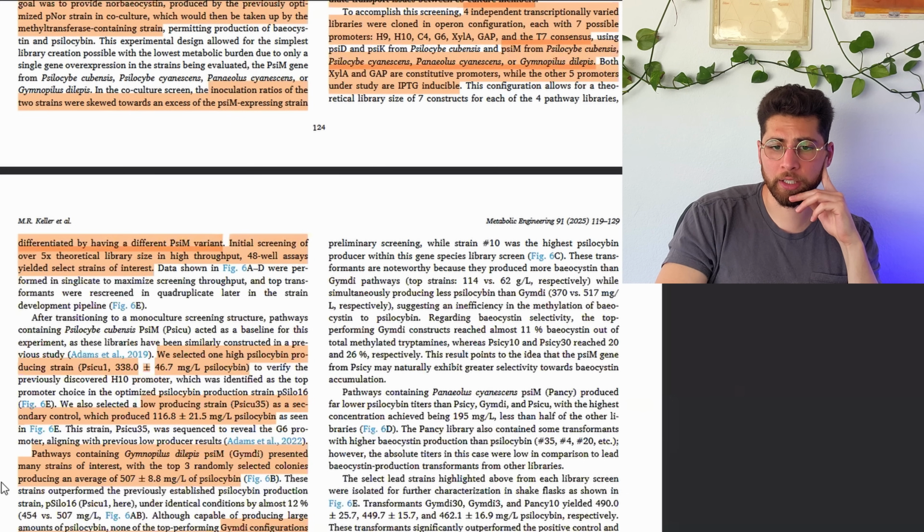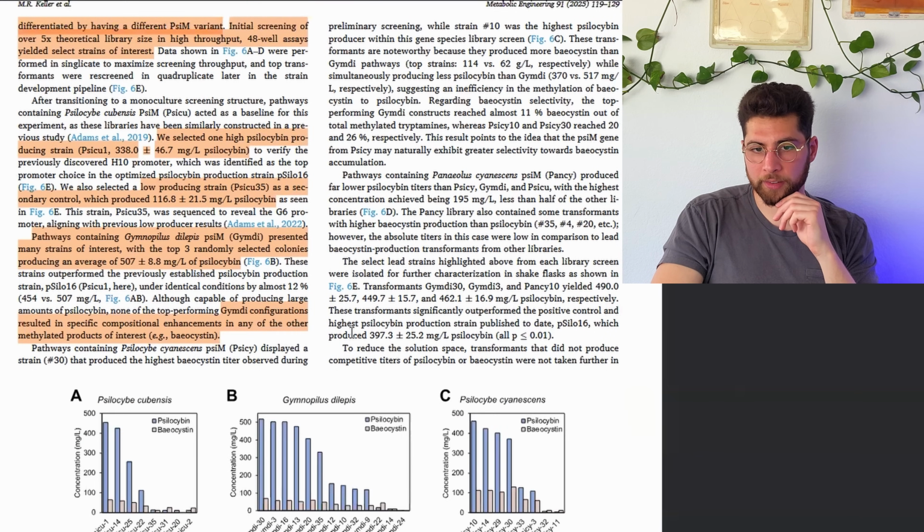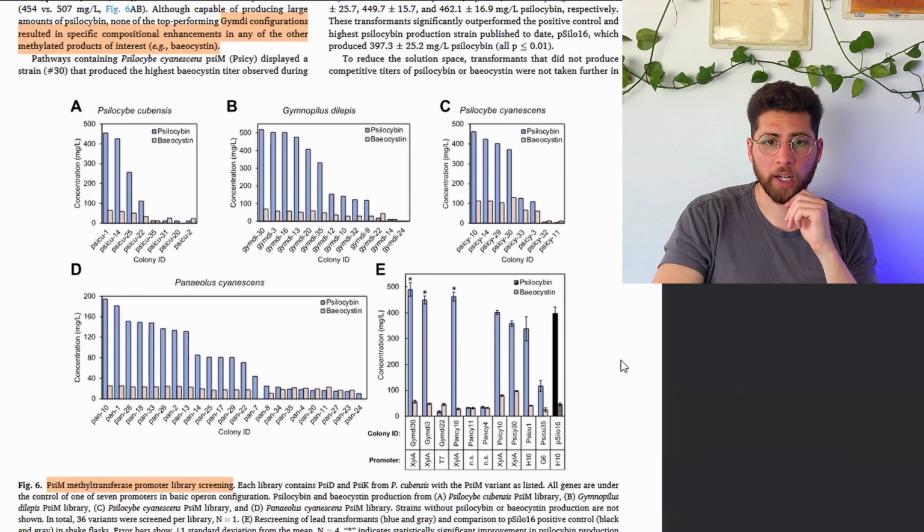Pathways containing the GIMD Psi-M gene presented many strains of interest, with the top 3 randomly selected colonies producing an average of 500 milligrams per liter of psilocybin, which is awesome. GIMD configurations resulted in specific compositional enhancements in any of the other methylated products of interest. Okay, so that's that section.